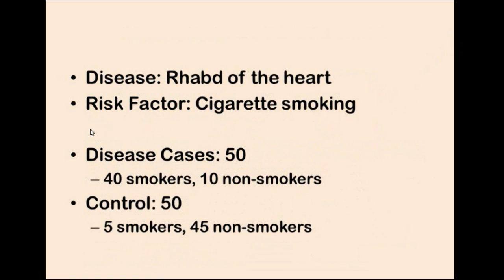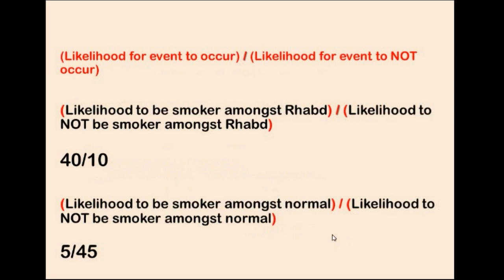So here we have a disease or the outcome, which is rhabdomyosarcoma of the heart. The risk factor or the exposure is cigarette smoking. So we have 50 people in the disease cases and 50 from the control. And of these 50 in the disease cases, 40 are smokers, 10 are non-smokers. In the control, 5 are smokers, and 45 are non-smokers.